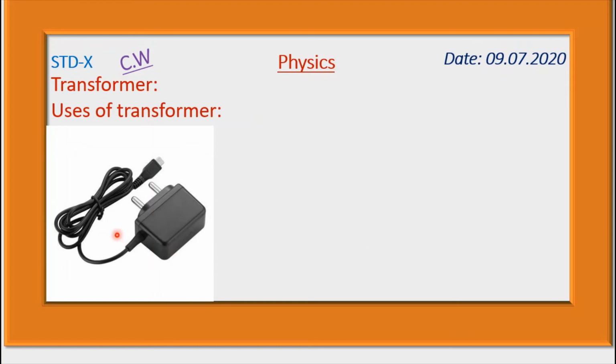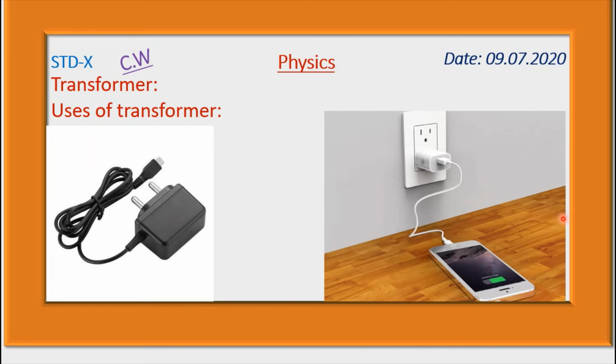And this is a mobile phone charger. Here we can charge our mobile phone by using this charger. It is a DC voltage or DC current device. We know the voltage of a mobile phone is generally 3 volt to 5 volt, but in our power supply the voltage is 220 volt. Here we have 220 volt and we need only 5 volt.